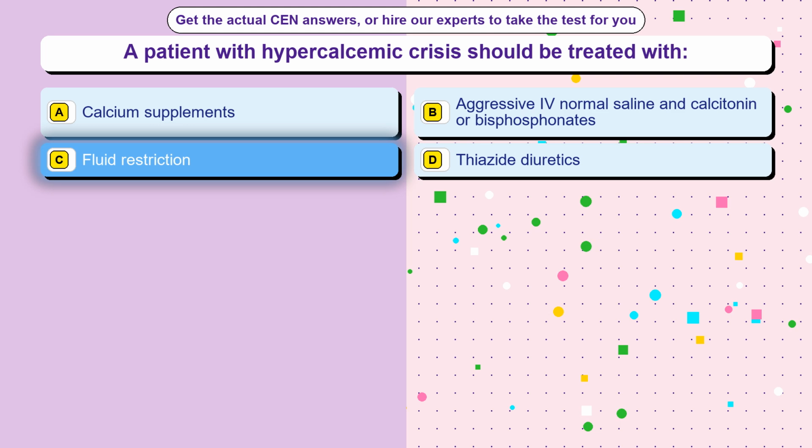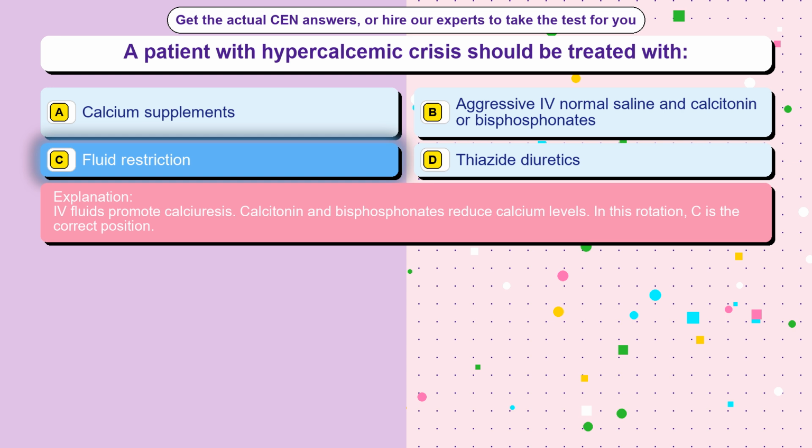The correct answer is option C. Fluid restriction. IV fluids promote calciuresis. Calcitonin and bisphosphonates reduce calcium levels. In this rotation, C is the correct position.